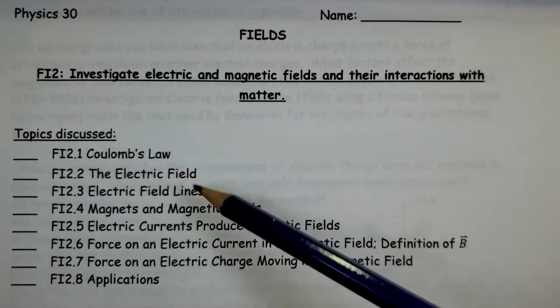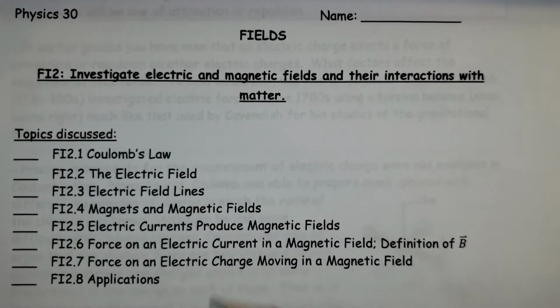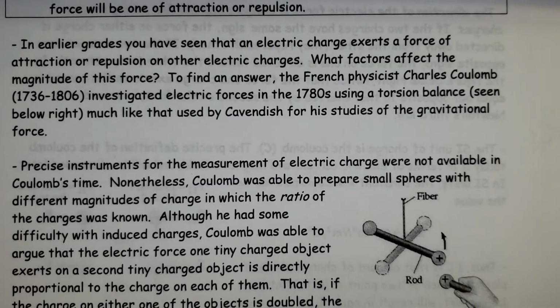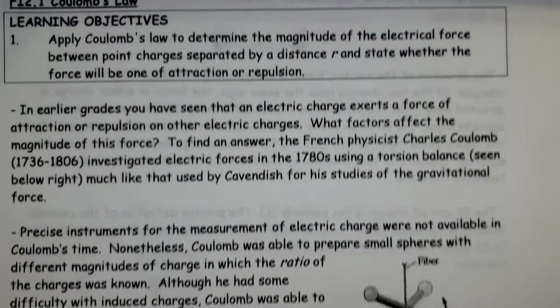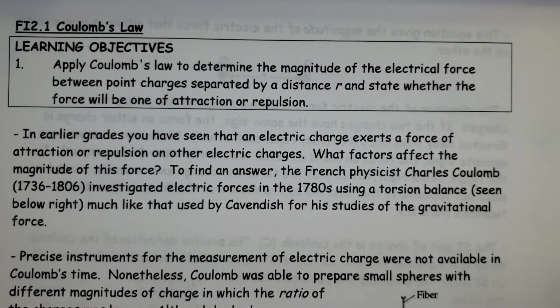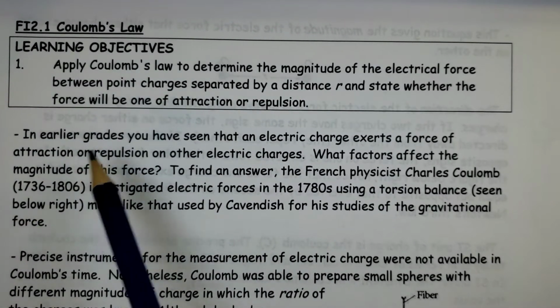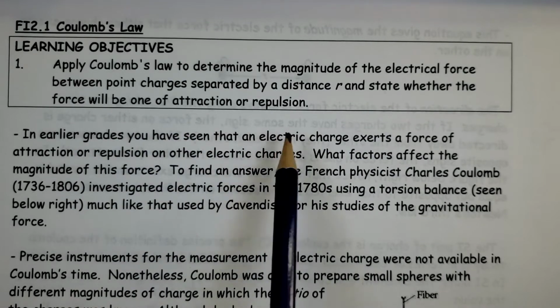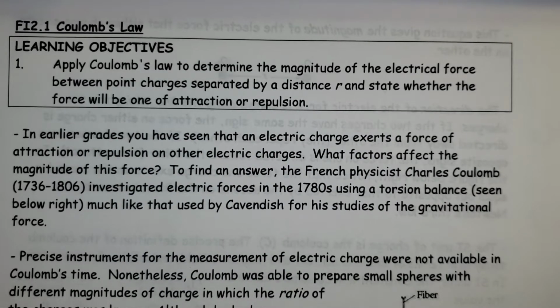Coulomb's law for 2.1, electric field lines, magnets and magnetic fields, electric currents producing magnetic fields, the force on an electric current in a magnetic field, force on an electric charge moving in an electric field, and also some applications involving these types of fields. So first of all, we'll look at 2.1, Coulomb's law. We'll apply Coulomb's law to determine the magnitude of the electric force between point charges separated by a distance and state whether it's attraction or repulsion.